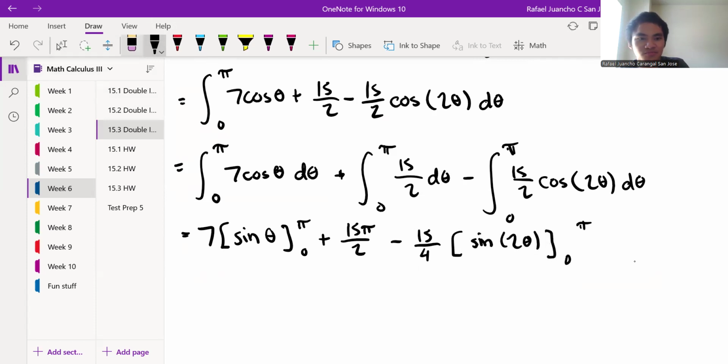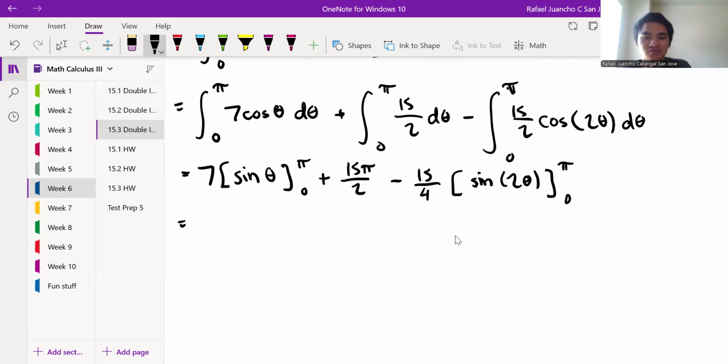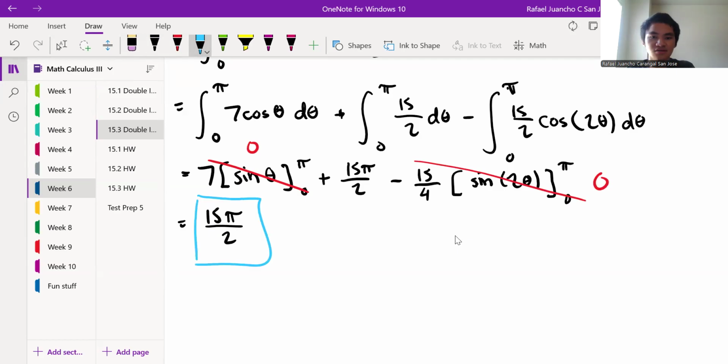This becomes 4. Then this becomes pi. And then from there, okay, well, I get 7 times sine pi. Sine pi is just 0, right? And then sine of 0 is just 0. So this whole thing is 0. So I have 15 pi half. And then this is minus 15/4 of something. So 2 pi is 0, I think. 0 minus 0. So again, I get 0 here. So these are both 0. So I'm left with this number here, which I think might be my answer. Yes, that's the answer.